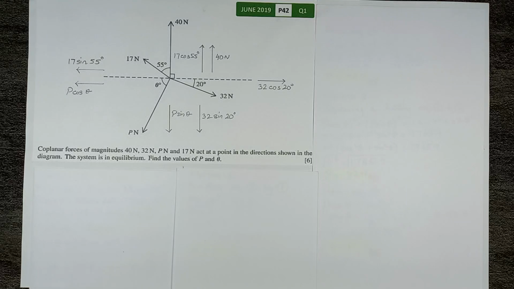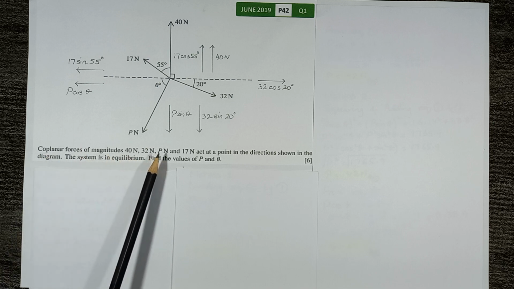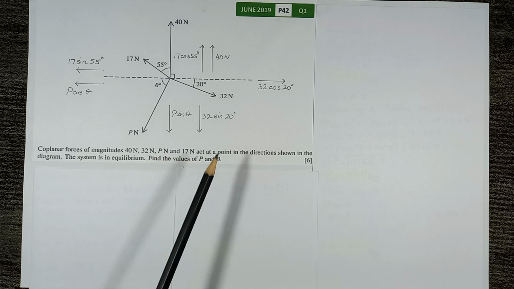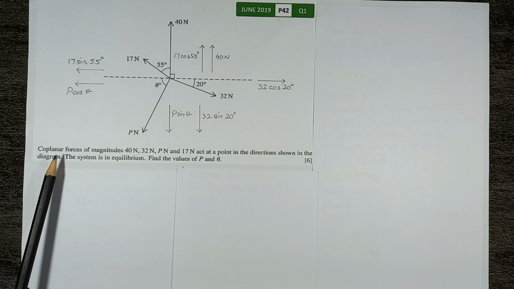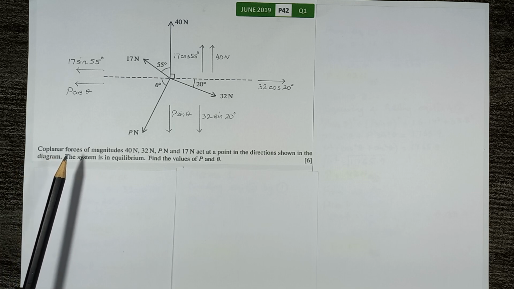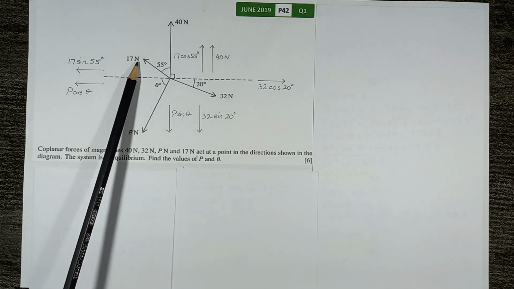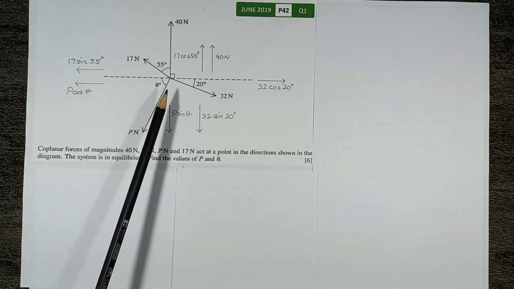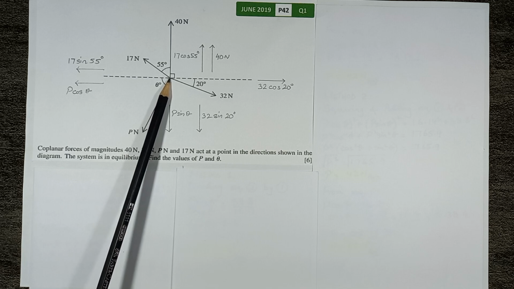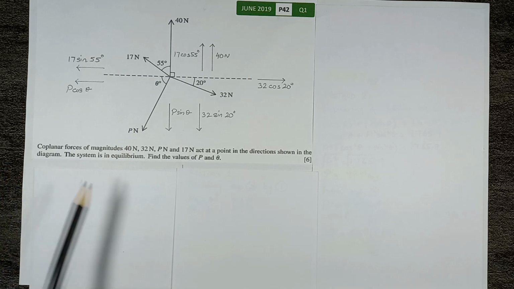Hello everyone. We have a question which says that coplanar forces of magnitude 40 Newton, 32 Newton, P Newton and 17 Newton act at a point. So first of all, we should understand what the word coplanar forces means. Coplanar forces are the forces which are acting at a single point, and if we look at the diagram, the 17 Newton force, the 40 Newton force, 32 Newton and P Newton all are acting at this particular point. So therefore, all these four forces are coplanar forces.